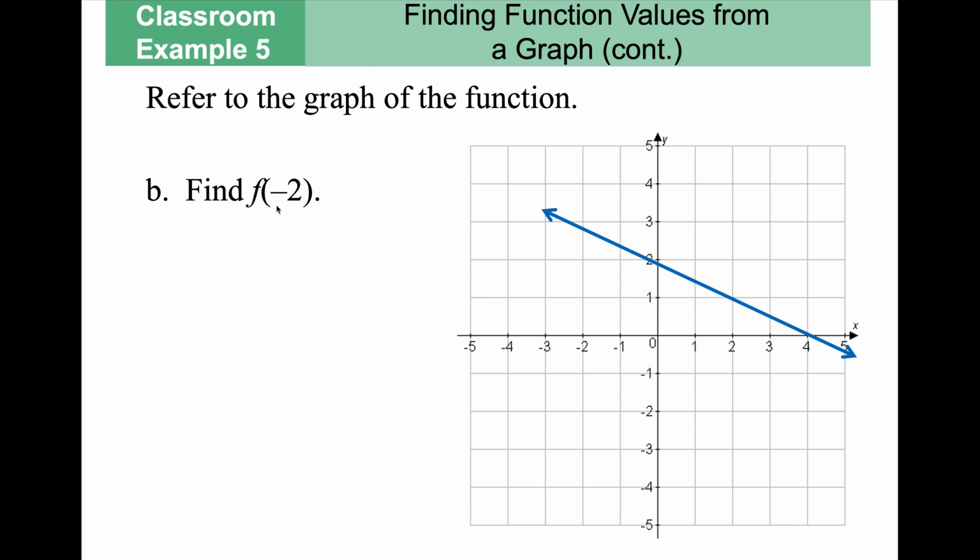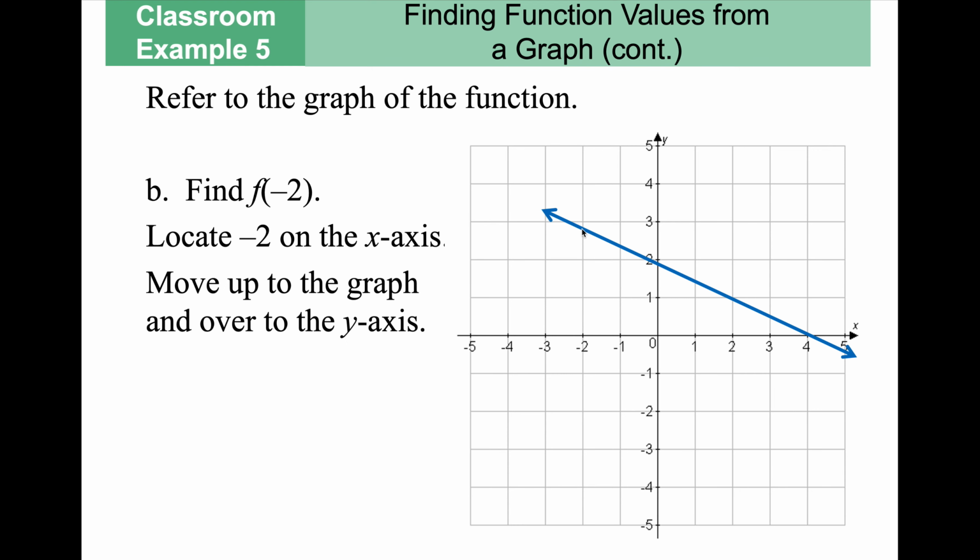Here, I want to know where is f of -2. So I'm going to go over to -2 on the x-axis, and I am somewhere in the ballpark of 3 when I'm at -2. So I'm doing a little bit of estimating here because it might be 2.8, but we're not worried about that. We're just looking at what is it estimating close to.